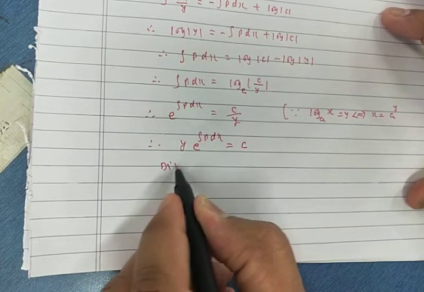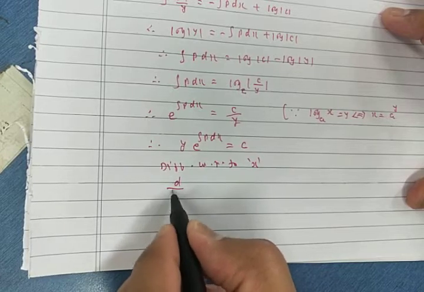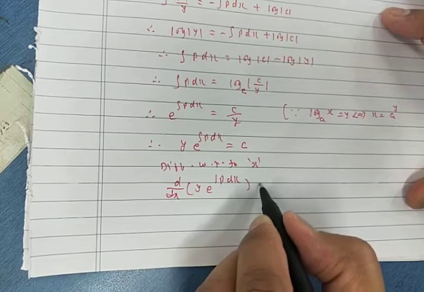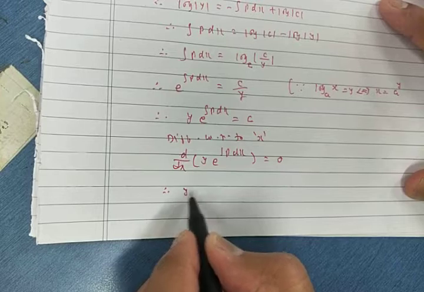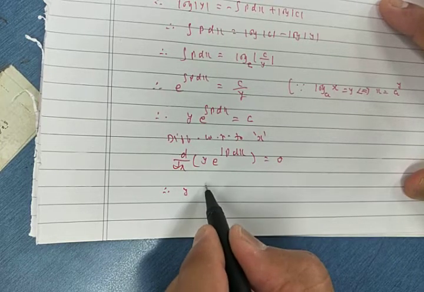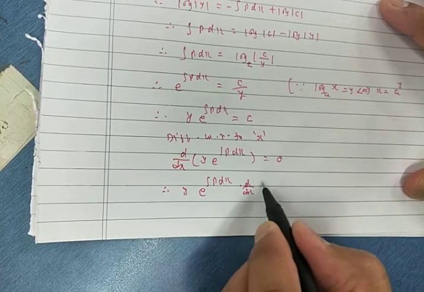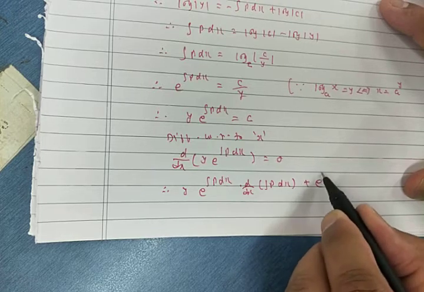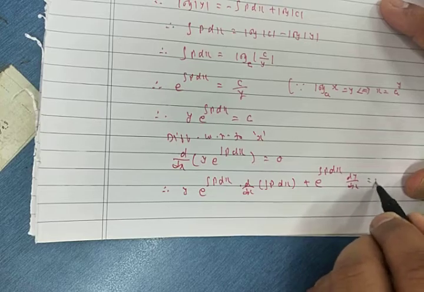Now differentiate with respect to x. So what do we get? d by dx of y into e raised to integral p dx is equal to 0. Now differentiate this. y as it is, derivative of this one, e raised to integral p dx into d by dx of integral p dx, plus e raised to integral p dx as it is, derivative of y, dy by dx, is equal to 0. Yes or no? Yes.